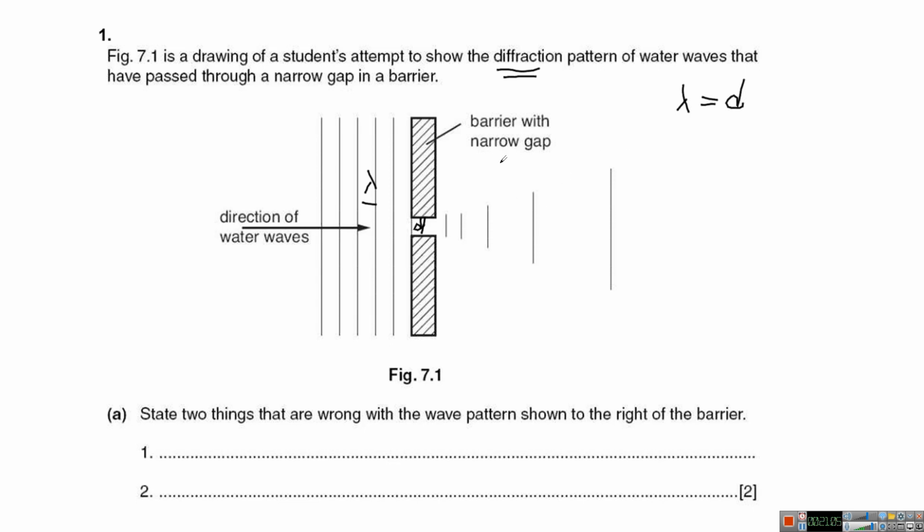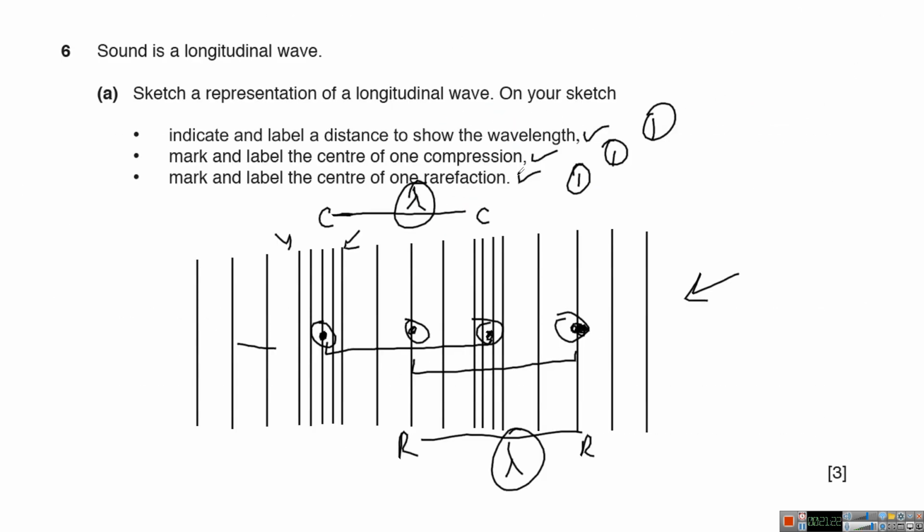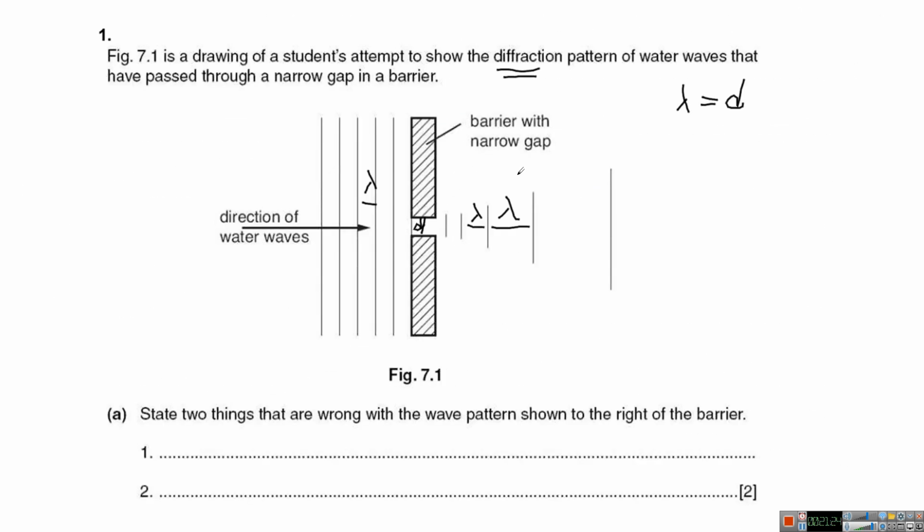What are the two things which are wrong in the wave pattern that is shown? Number one is, as you can see, the wavelength is dramatically changing, which, if you recall, in the first question I told you that the wavelength must be kept constant, otherwise you will lose marks. So this is what the student has done wrong.